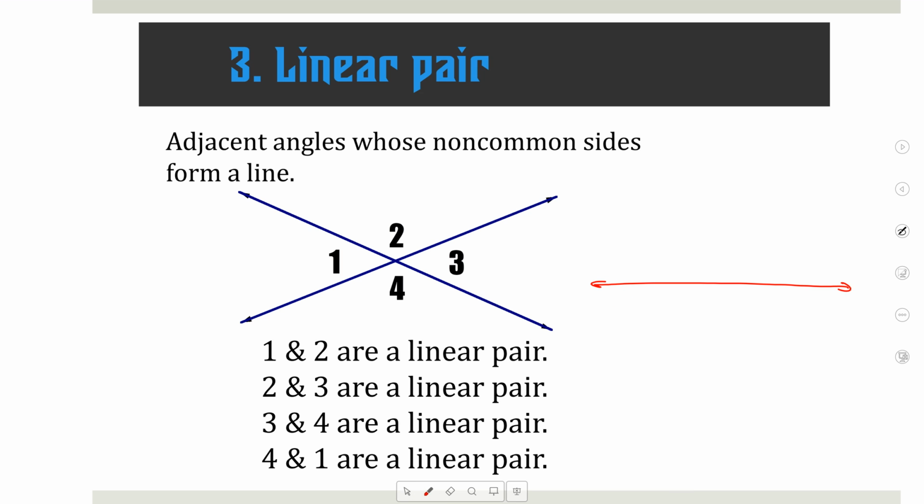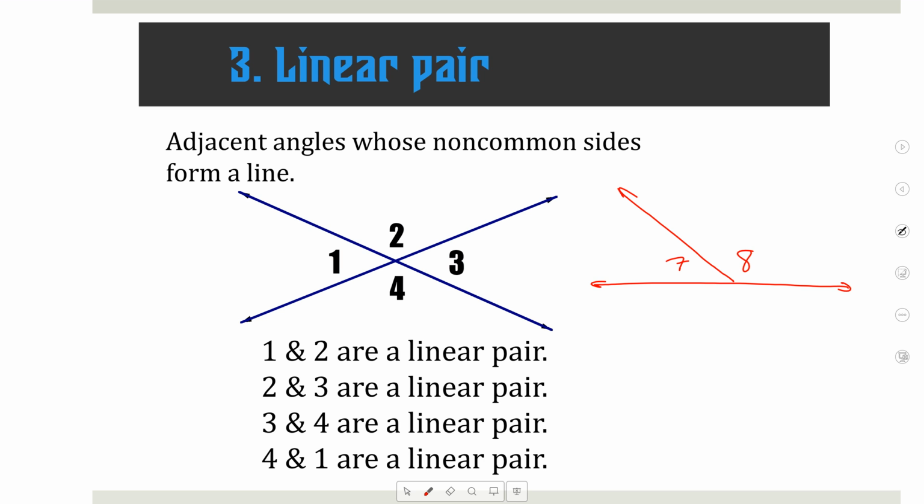I've got a line, and then all of a sudden shooting up off the line is a ray. Let's call this angle 7 and angle 8. 7 and 8 would form a linear pair. They're adjacent angles that form a line.